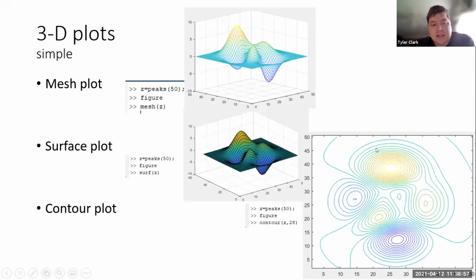So these are some 3D plots: mesh, surface, and contour plot. They're all pretty much similar in how to make them, starting with peaks. I did z equals peaks of 50. Then you write figure. Then mesh of z, and then surf of z, and then contour of z, 28. And that is pretty much it for me.